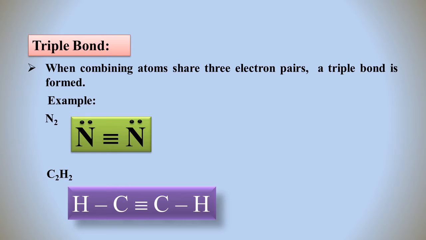So we must mention the place of forming a covalent bond. Between carbon and carbon we have one triple bond, and we have two single covalent bonds between carbon and hydrogen.